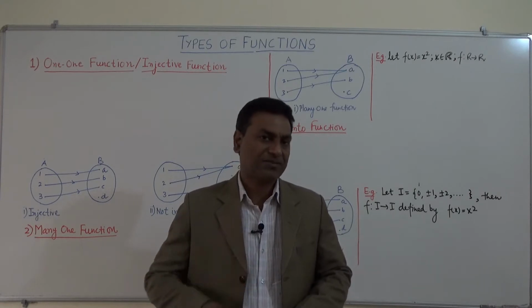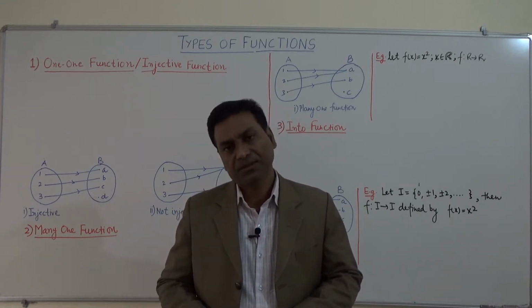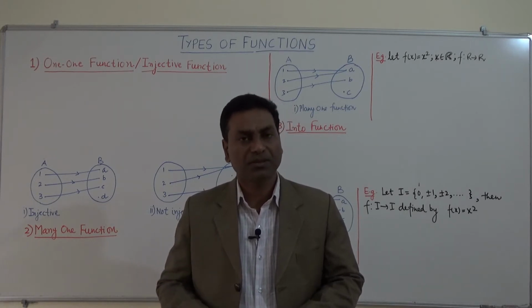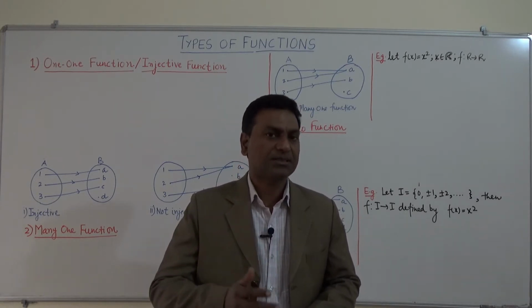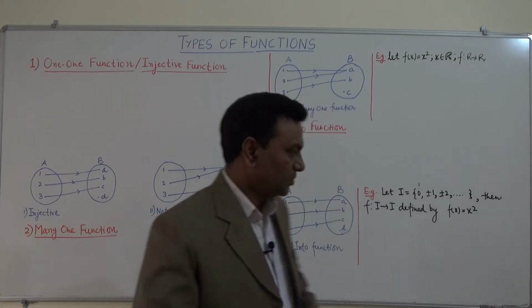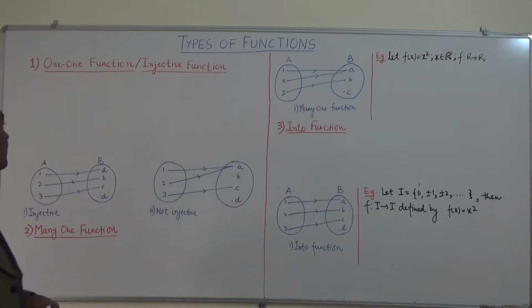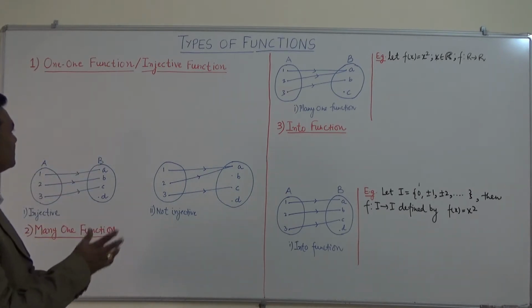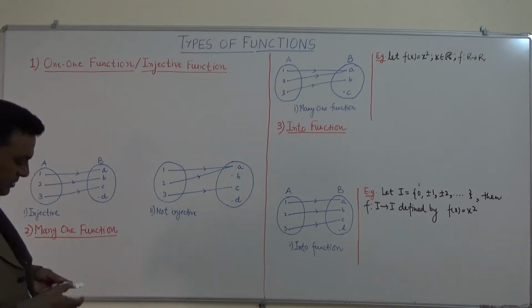Today I am going to explain about the types of the function. Previously we have seen some other things about the function. So in this series, now let us see the types of the function. The first type of the function is one-one function, also known as injective function, or sometimes one-to-one function.